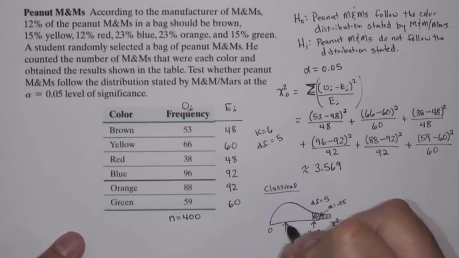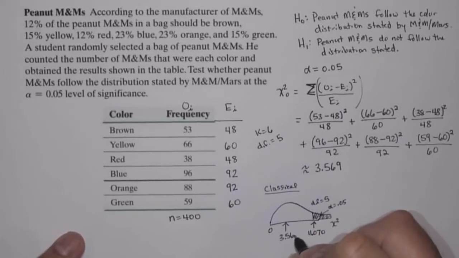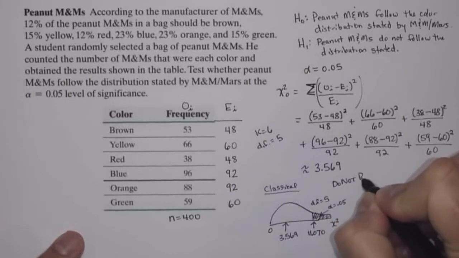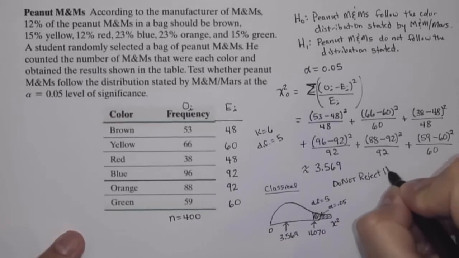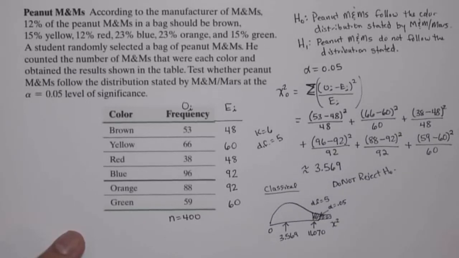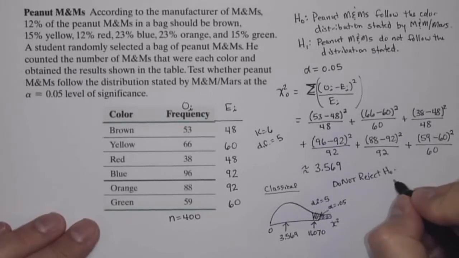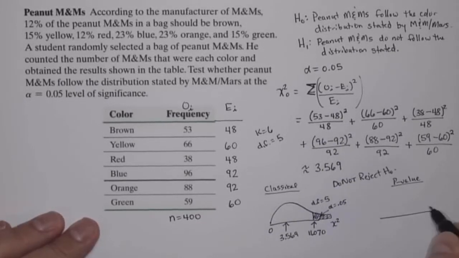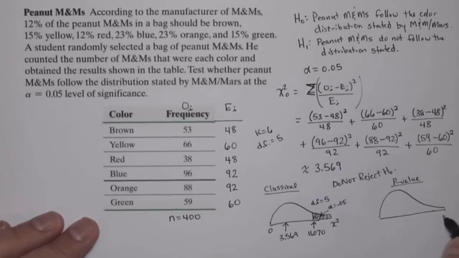Well, 3.569 would be over here to the left of the 11.070. So that tells me do not reject. So I'm not going to reject the null hypothesis. Now, if I want to use the p-value approach, then I have this chi-square distribution, and I have 5 degrees of freedom, and so I can use my chi-square CDF command to figure out what that value is going to be.